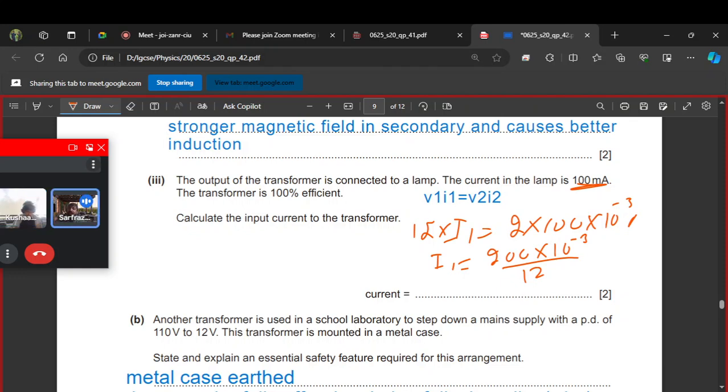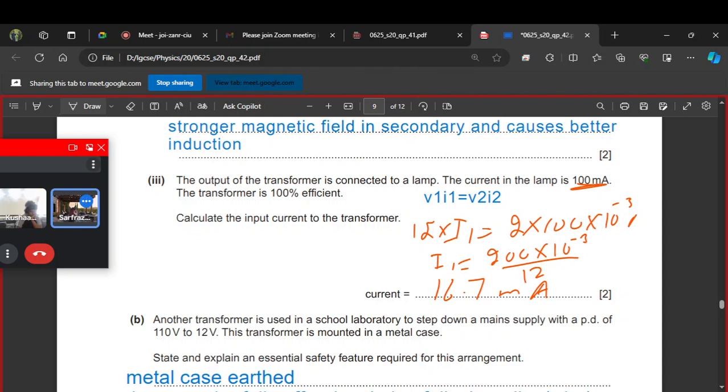You just divide 200 by 12. Just 200, not times 10 power minus 3, because it will give you milliampere. So leave the 10 raised to the power minus and just divide 200 by 12. 16.67. So you can write 16.67 milliampere. Is it okay?